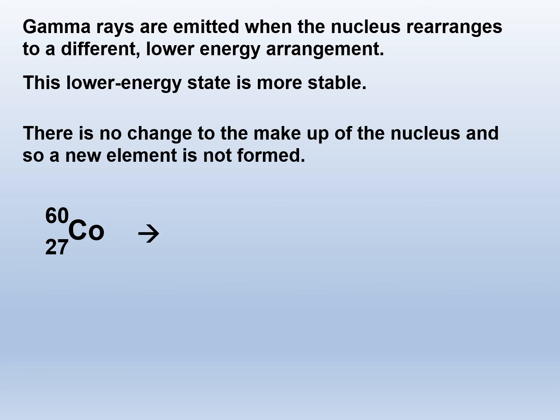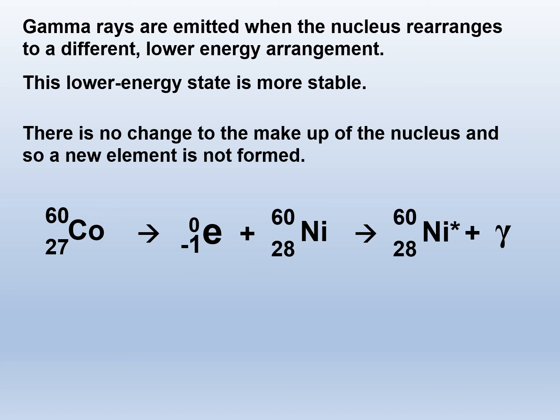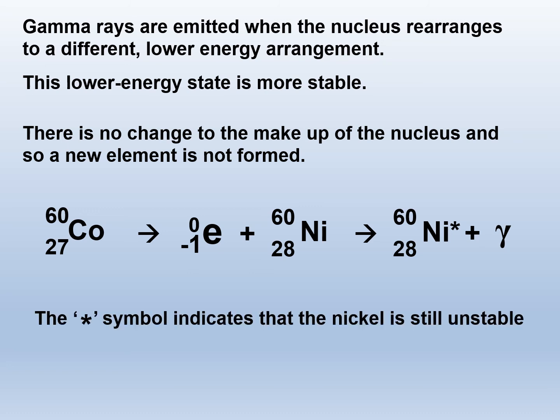We've got cobalt-60 there, decaying by beta minus decay. So we know that we add 1 to the atomic number, so we form nickel-60, atomic number 28. Now that's still unstable, and as a result, a gamma ray is emitted. The little star symbol by the nickel shows that it's unstable, and therefore the gamma decay also occurs.